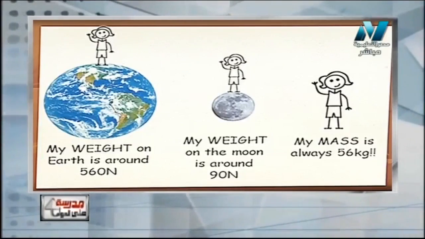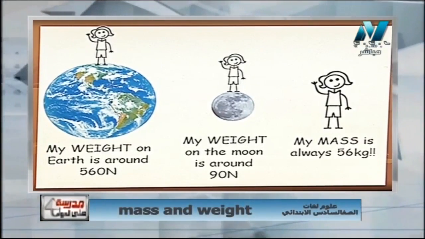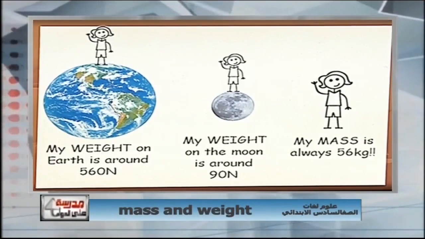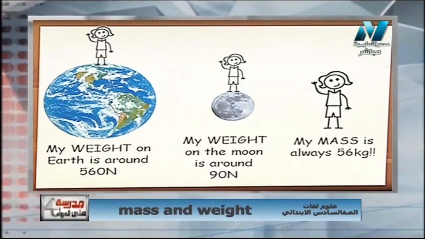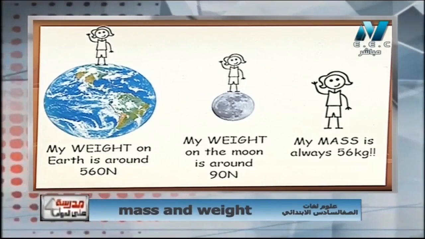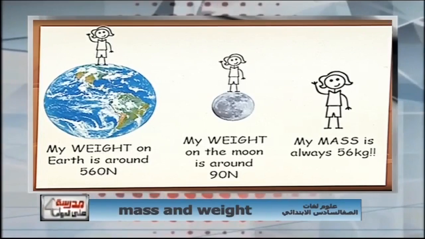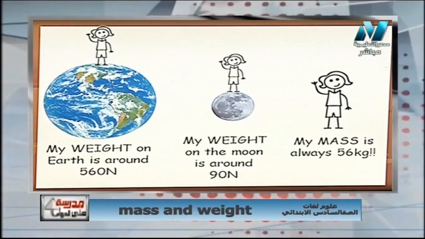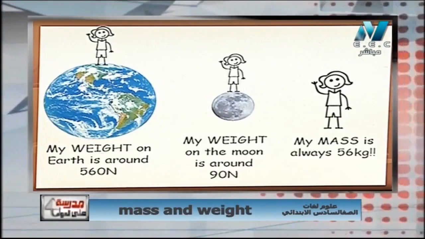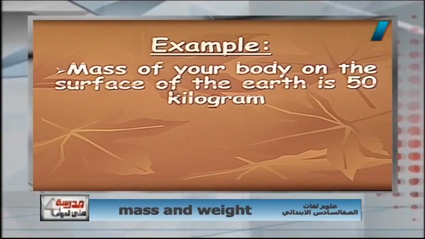So now here is a very important picture. We must concentrate in this. نركز فيها شوية. في someone or a girl is standing on the earth. Her weight is 560 Newton. But on the moon her weight is 90 نيوتن. يبقى الويت بيتغير، لكن الماس is always constant. عشان كده بيقول لي الماس is always 56 كيلوغرام. يبقى الماس عند الإيرث هتكون 56 كيلوغرام، عند المون the same mass 56 كيلوغرام، لكن اللي بيتغير هو الويت. طب نتكلم بقى بالتفصيل شويه عن الويت.